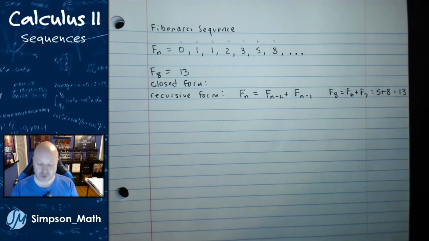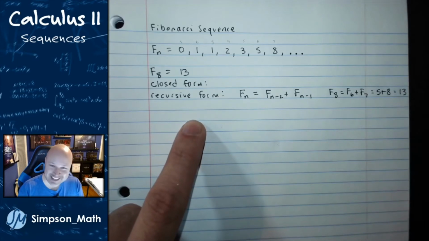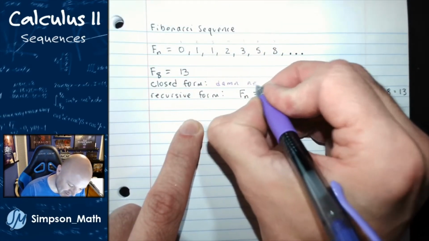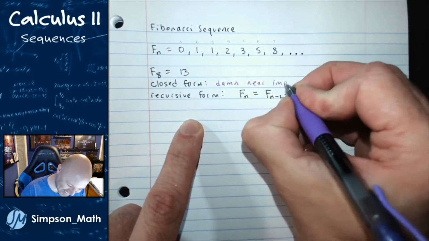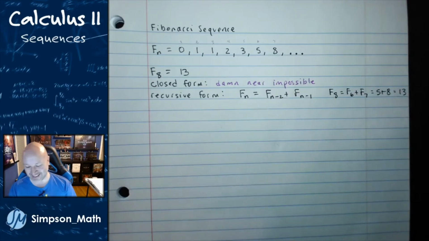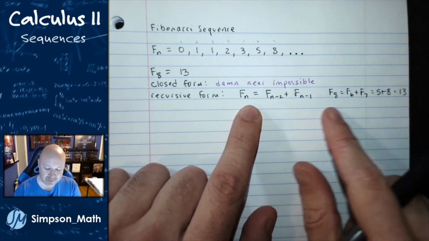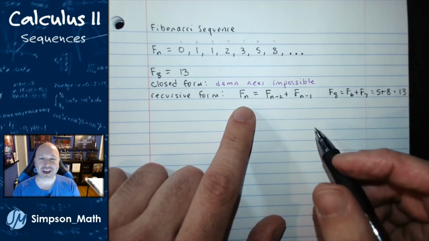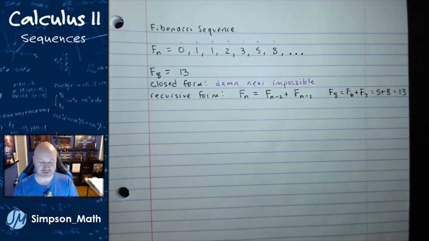Now, closed form, we're not going to get into that anytime soon. I'm going to say here, near impossible. You can maybe study that later in life. I don't know. Okay. But the Fibonacci sequence is a famous sequence, and it's basically from this recursive definition. Okay, don't worry about a closed form.